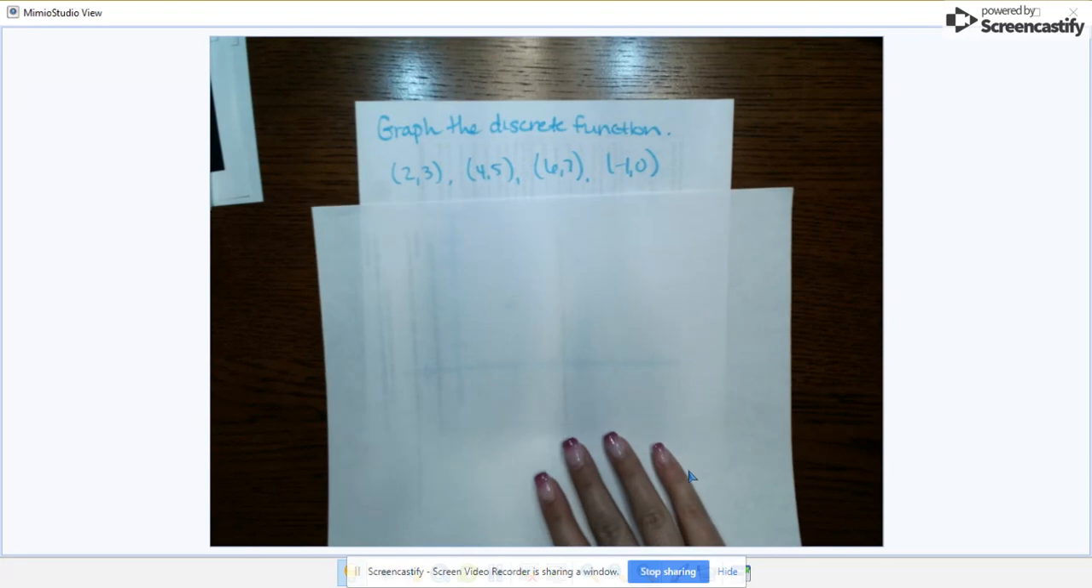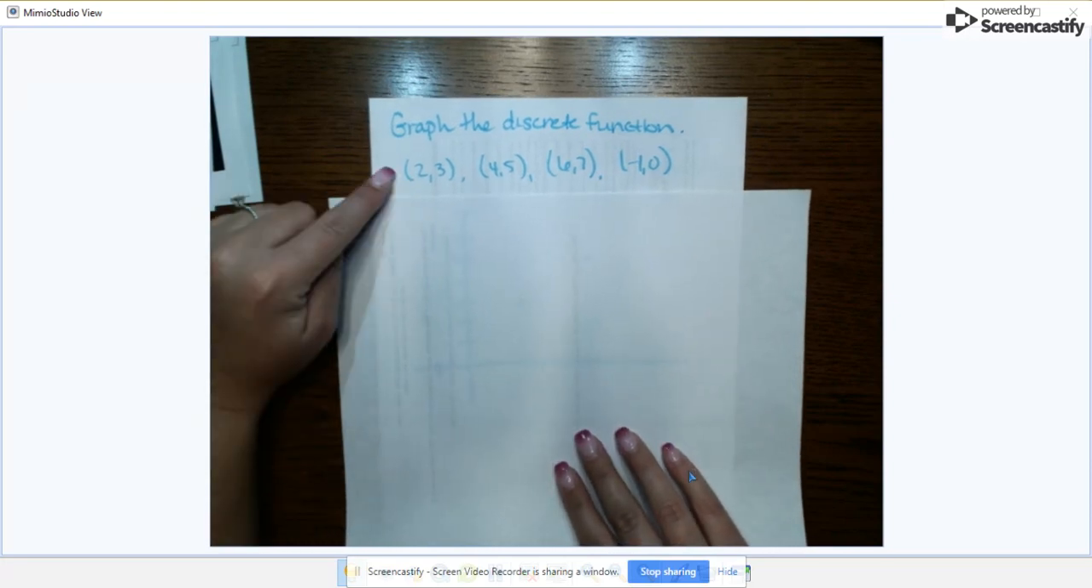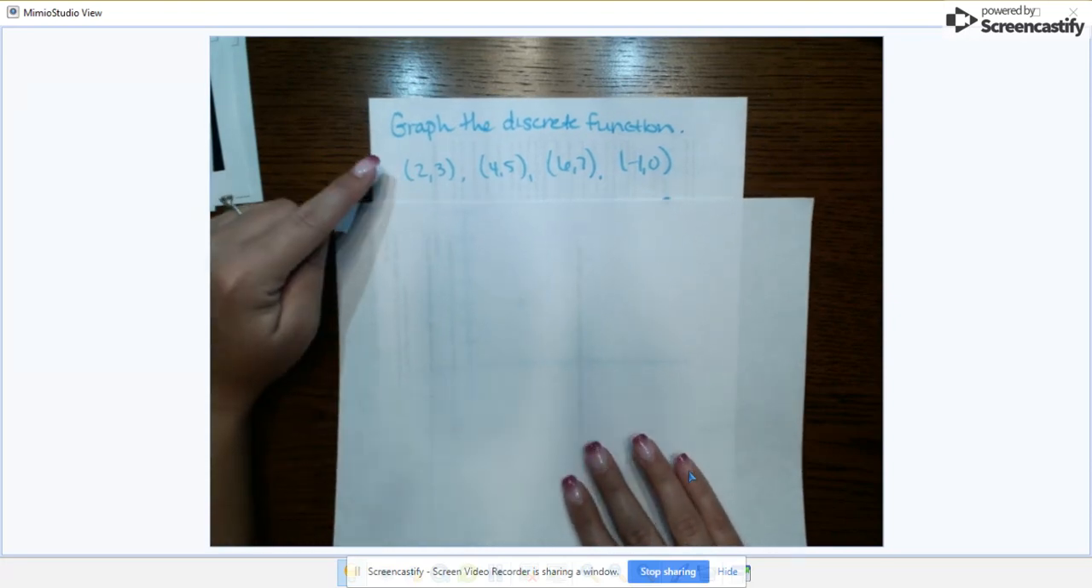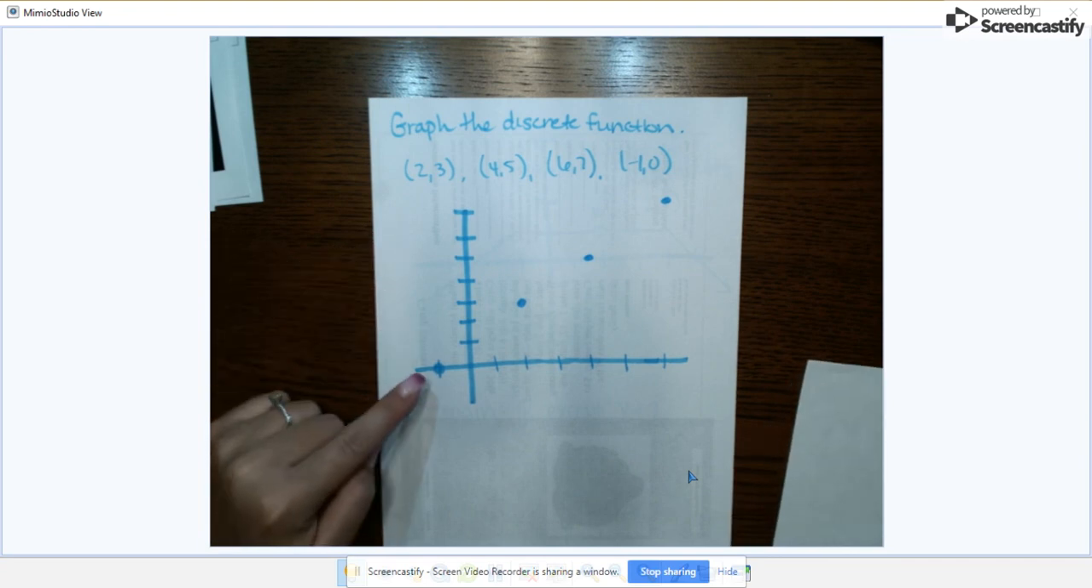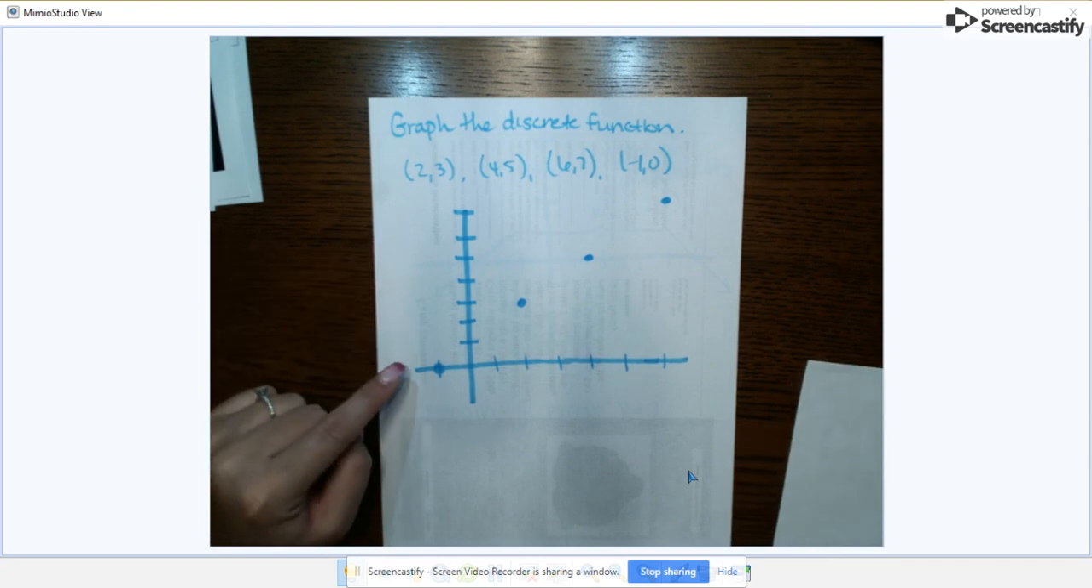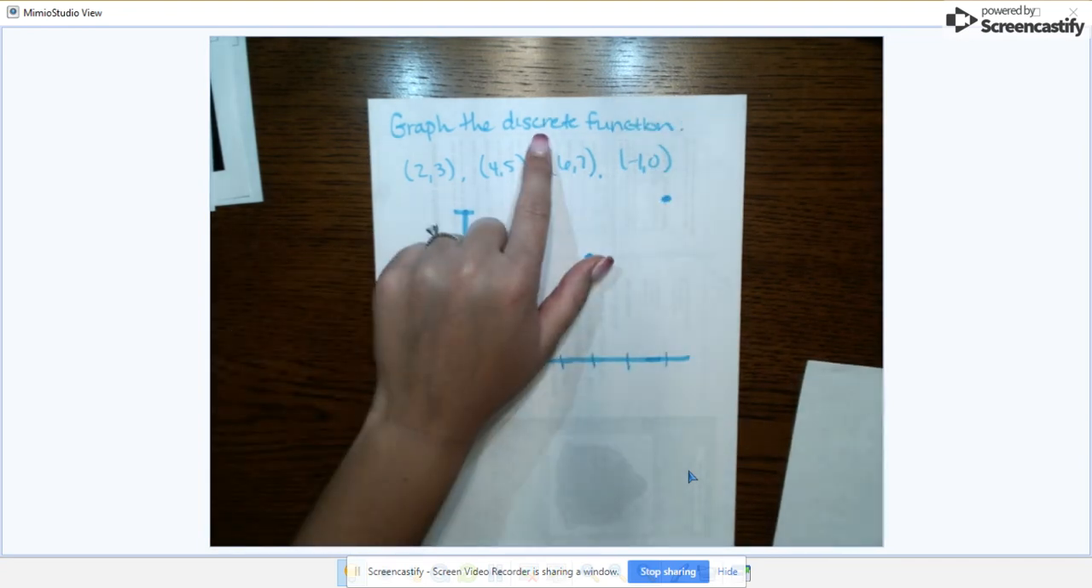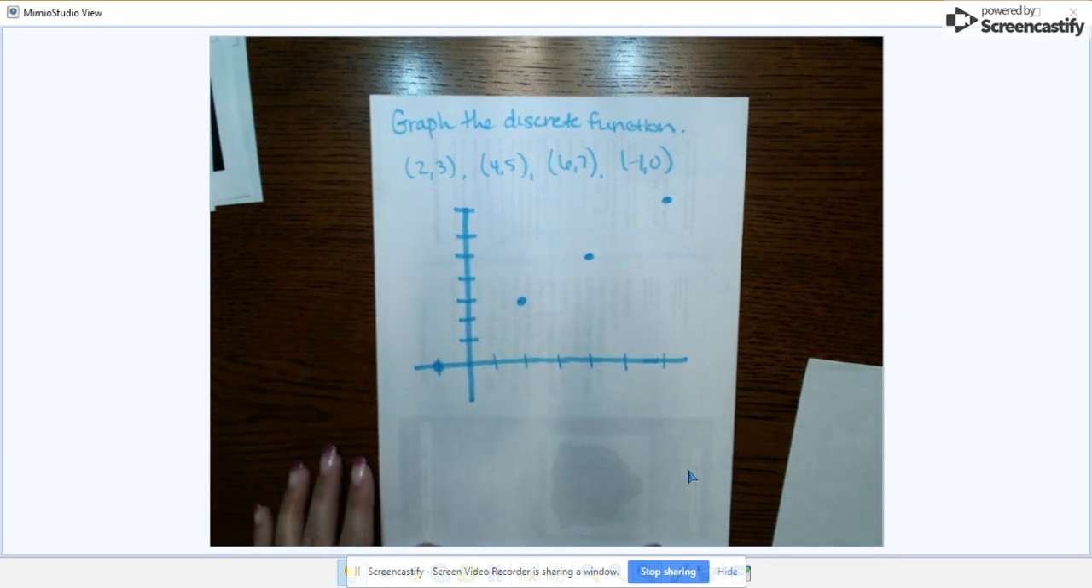So if we would be asked to graph a discrete function given the actual points, we would plot those on our coordinate system, but then remember you don't connect the dots because it says it's discrete. We have to keep them as those individual points.